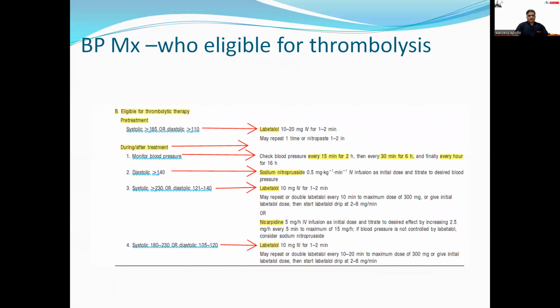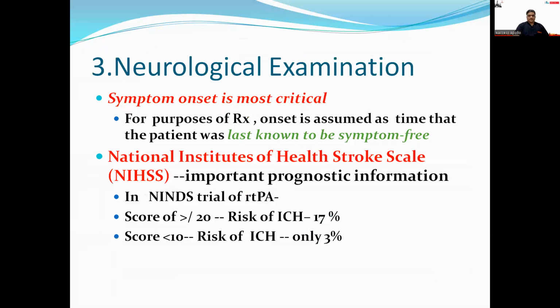If systolic blood pressure is 180 to 230, or diastolic is 105 to 120 millimeters of mercury, use labetalol 10 mg IV over 1 to 2 minutes. May repeat or double labetalol every 10 to 20 minutes to a maximum dose of 300 mg, or give the initial labetalol dose and then start a labetalol drip at 2 to 8 mg per minute.